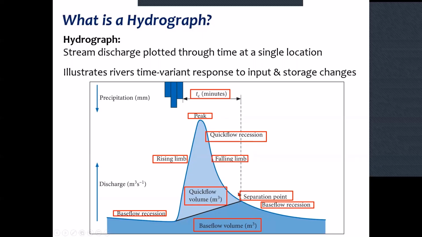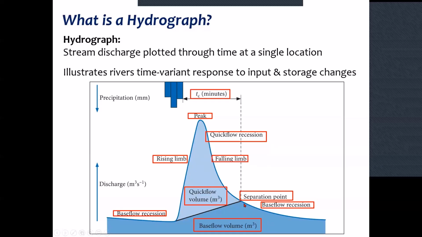But the difficulty is in defining where the separation point would be. There's various mathematical ways of doing it. There's graphical ways of doing it. And we'll look at that in the next lecture. I'm not going to delve into that with much depth right now. But one thing that I think should be clear is that this notion of a separation point is a little bit subjective, right? You can see this curve. Well, where do you define this transition point between quick flow and base flow recession?